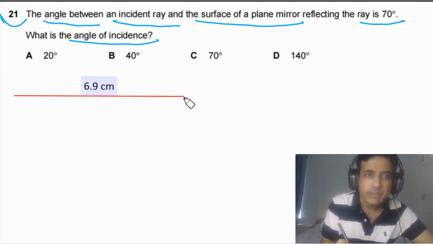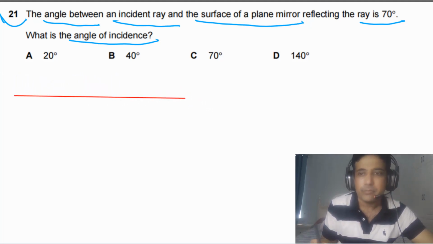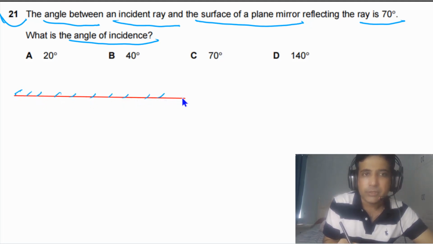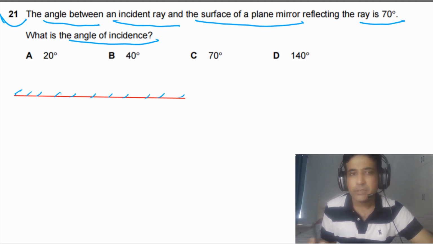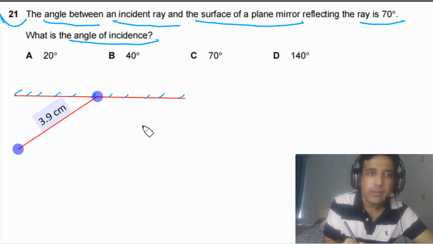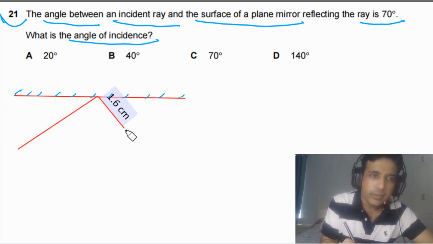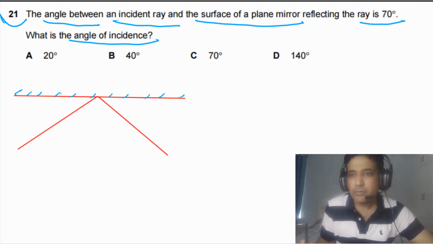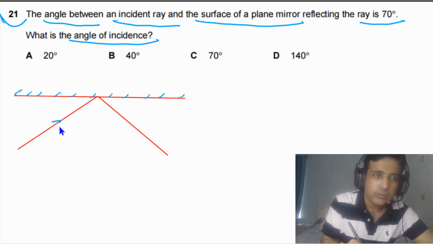So simply we can sketch. This is representing a plane mirror. We can also draw these lines here. So this is the plane mirror. For this question, it is given to us that this one is the incident ray. It strikes this mirror and there will be another ray. That one is the reflected ray. We can also add arrows here. So this one is the incident ray and this one is the reflected ray.